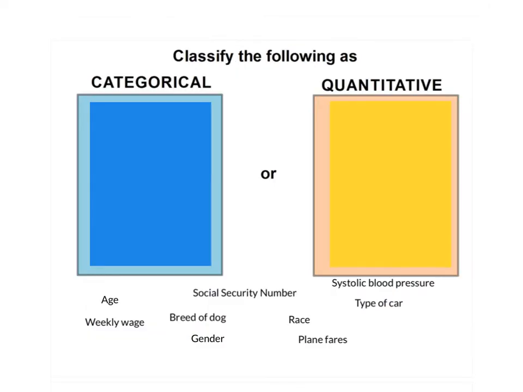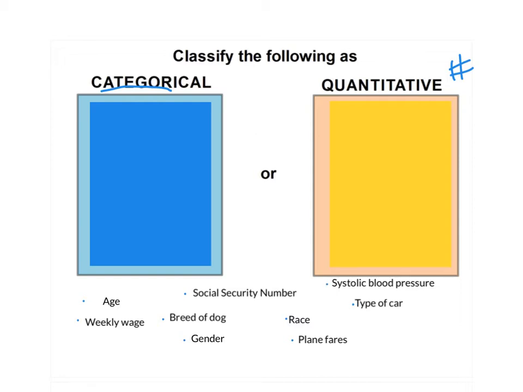Okay, so one of the pieces of this unit is you are going to have to identify whether or not a variable is categorical or quantitative. So remember, quantitative represents a number. Categorical, just think of that as representing a category. So look at these variables that I have listed here. So I have age, I have weekly wage, I have social security number, breed of a dog, gender, race, plane fares, type of car, and systolic blood pressure.